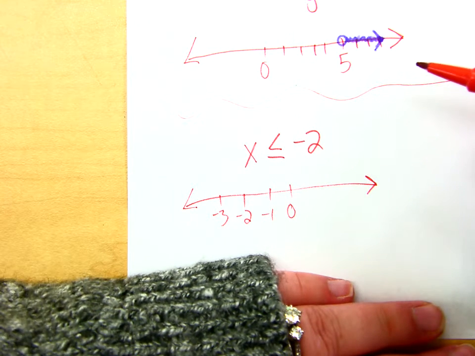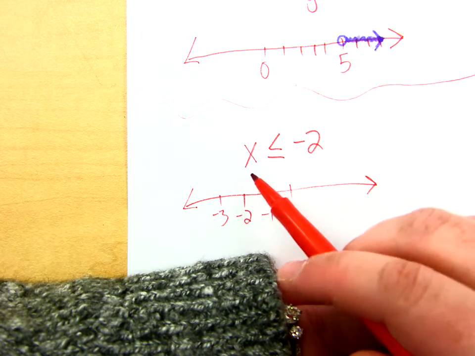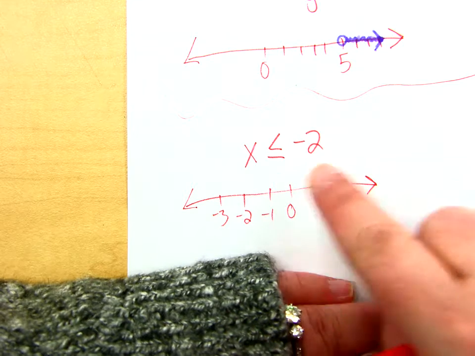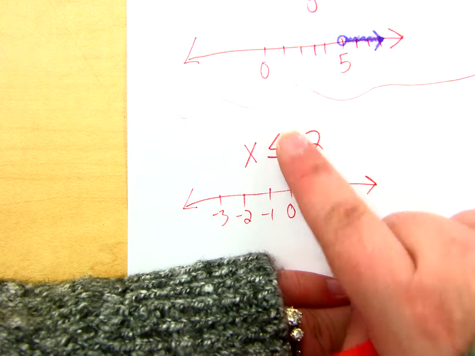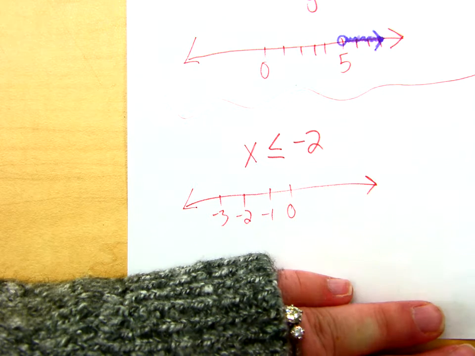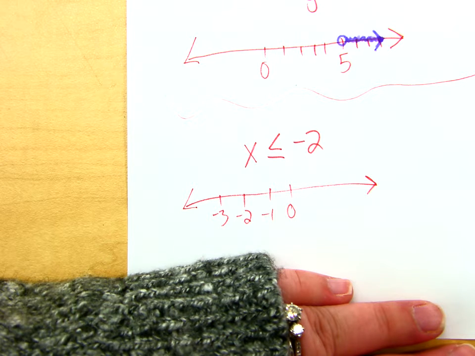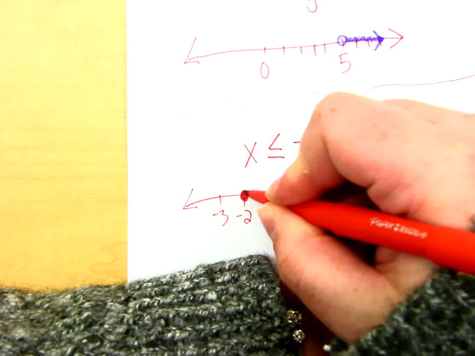But this time, is -2 an answer? Is -2 less than or equal to -2? Yes, it is, because now you have the or equal to part. So it can either be less than or it can be equal to. And -2 is certainly equal to -2. So this time I want to include -2 as part of my answer. So you use a closed circle at -2.